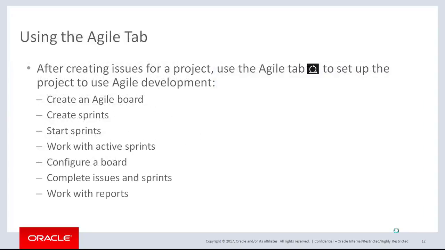After creating issues for a project, use the Agile tab to set up the project to use Agile development. From this tab, you can create an Agile board, create and start sprints, work with active sprints, configure a board, complete issues in sprints, and work with the reports that show what happened during the sprint.